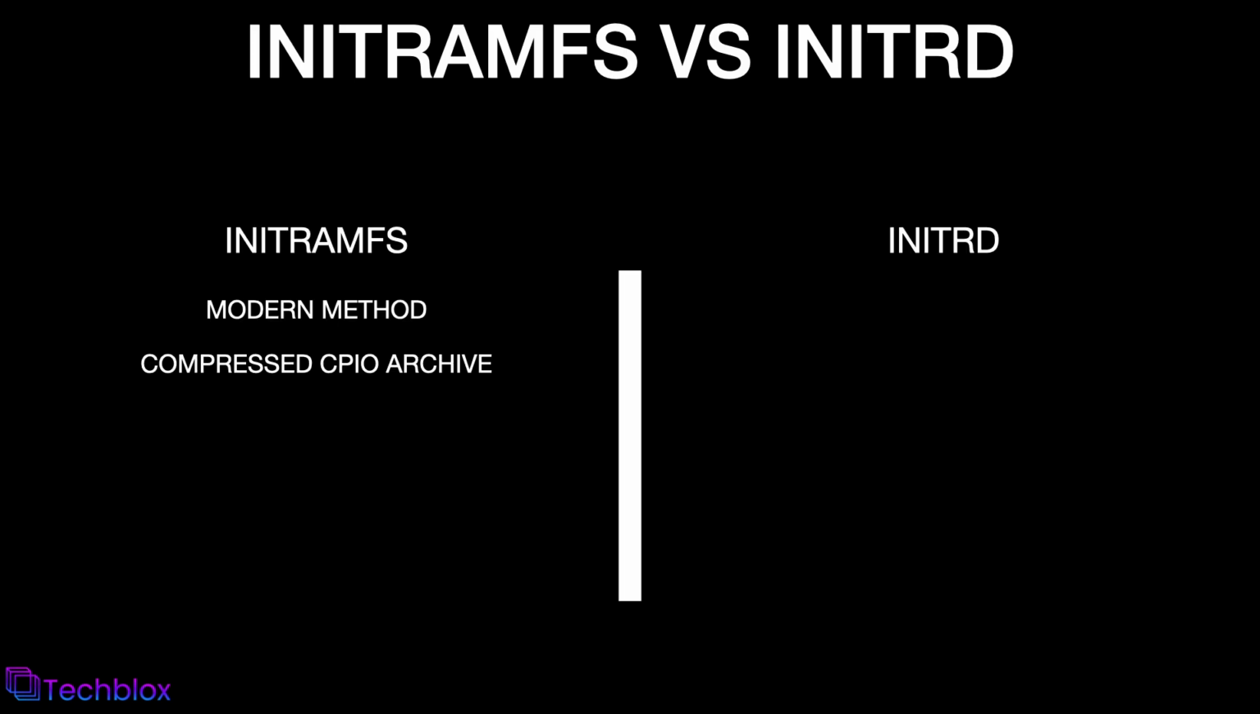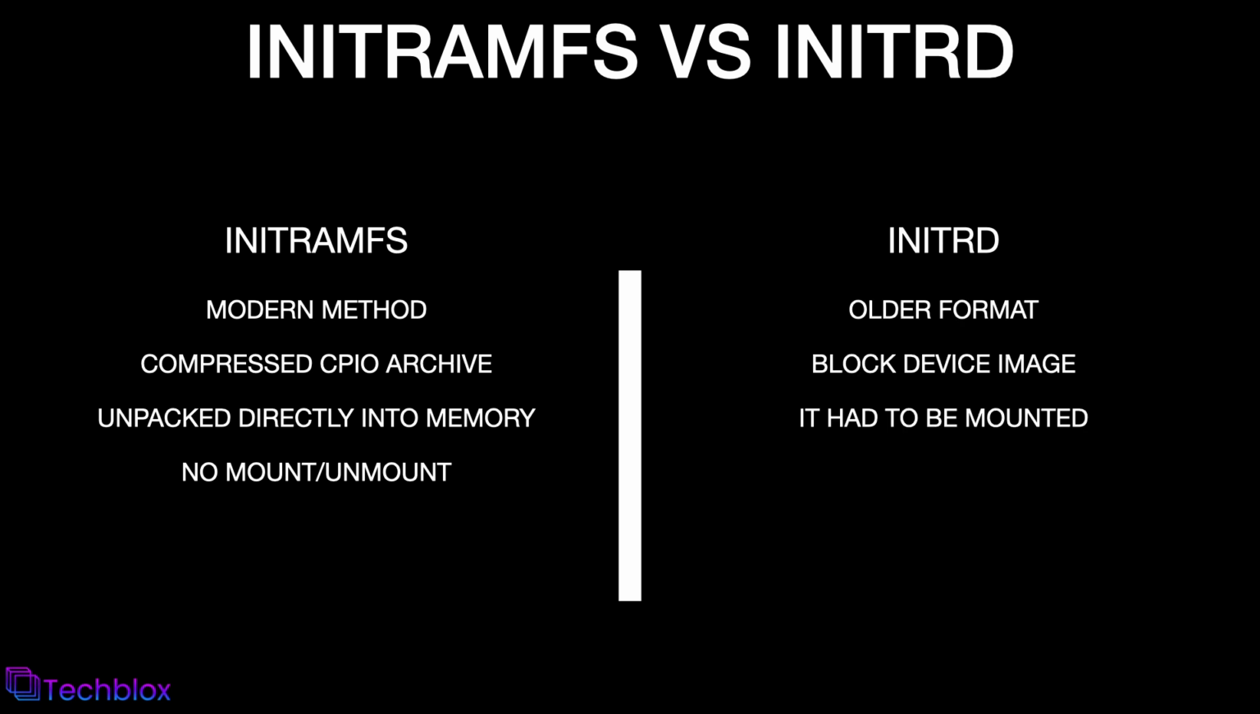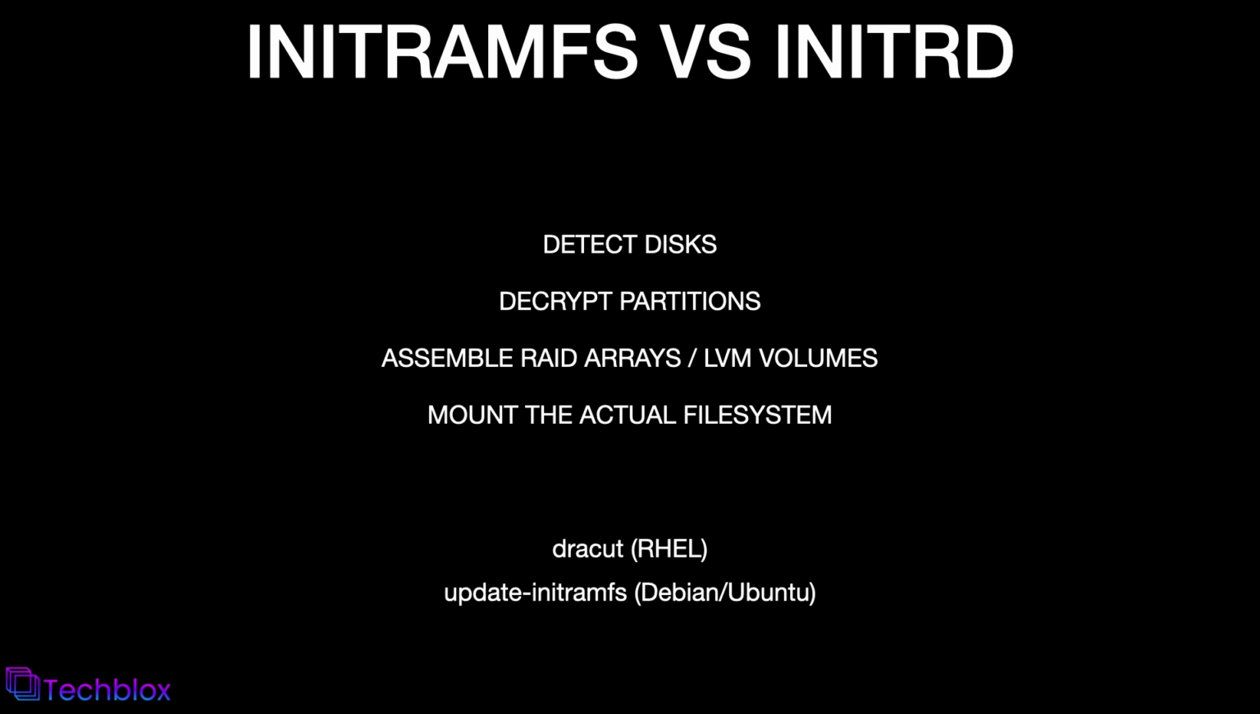It's a compressed CPIO archive unpacked directly into memory, so no mount or unmount is necessary. Initrd was the older format. It was a block device image that had to be mounted. Both contain essential drivers, tools, and scripts needed to detect disks, decrypt partitions, assemble RAID arrays or LVM volumes, and mount the actual root file system. If your initramfs is missing or corrupted, the system won't boot. That's why tools like dracut or update-initramfs exist, to regenerate it after kernel or hardware changes.